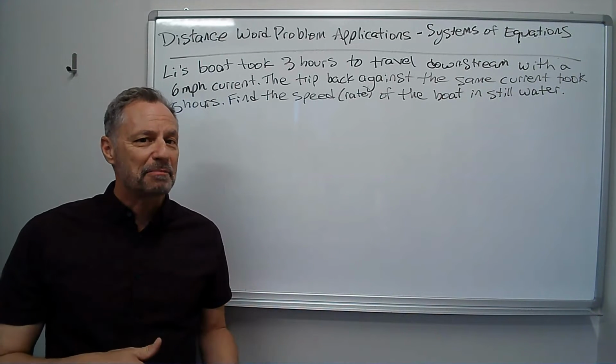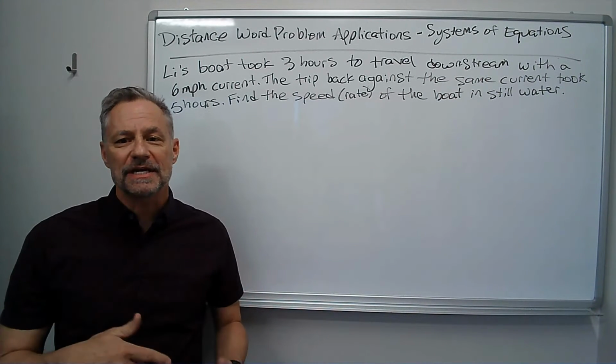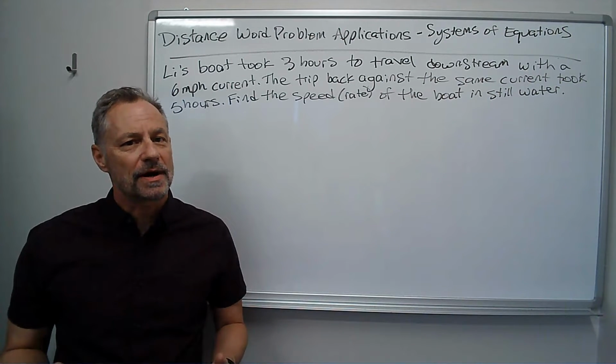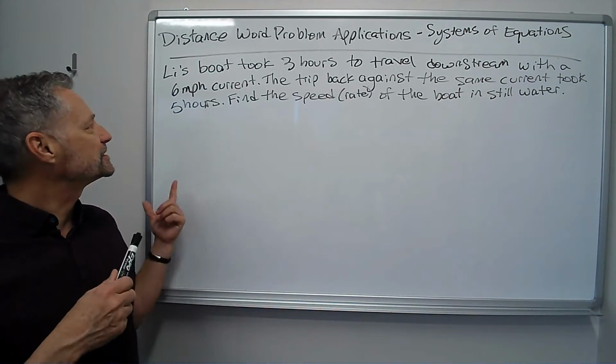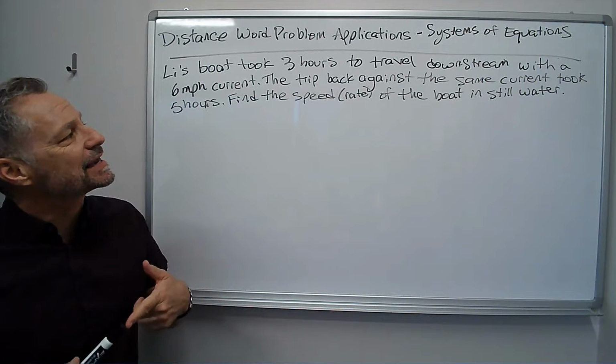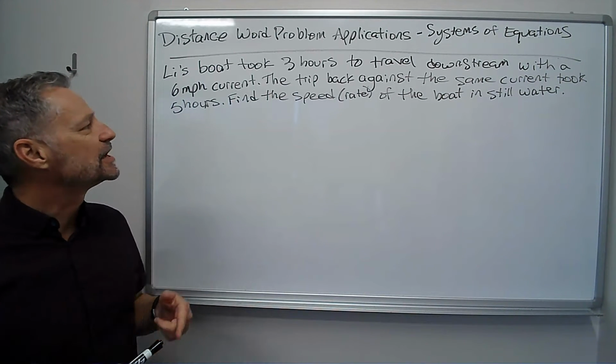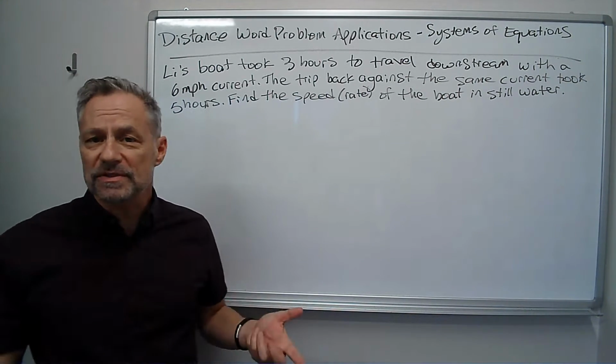Let's look at an application of systems of equations, looking at a distance problem. It says Lee's boat took 3 hours to travel downstream with a 6-mile-per-hour current. The trip back against the same current took 5 hours. Find the speed or the rate of the boat in still water.